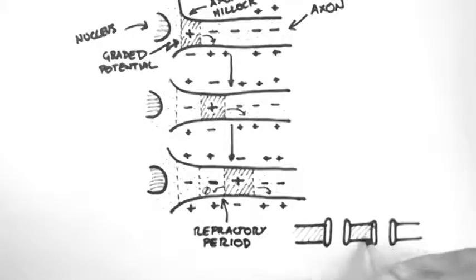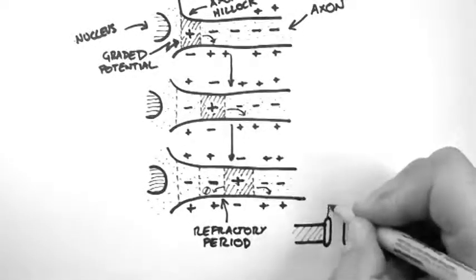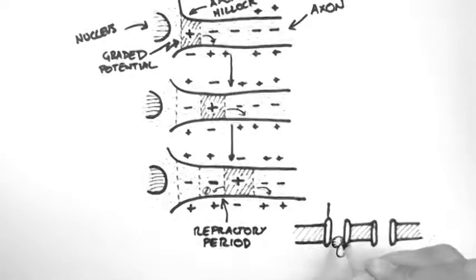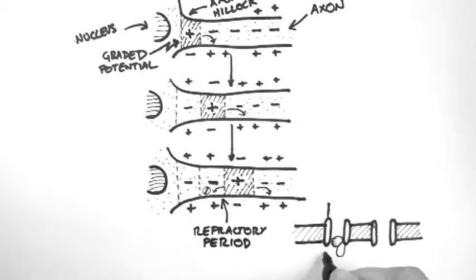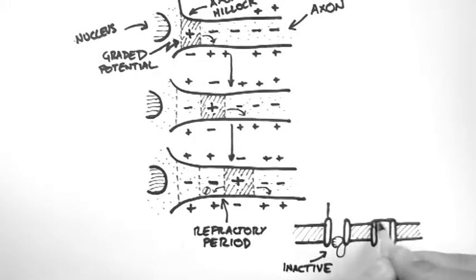Remember that when the channels close, they don't actually close by flipping the gate shut. They close by this ball and chain mechanism. When the ball is in the channel, it is totally inactive and can't be triggered again. After some time, the channels will reset entirely, and then they will be ready for another action potential.